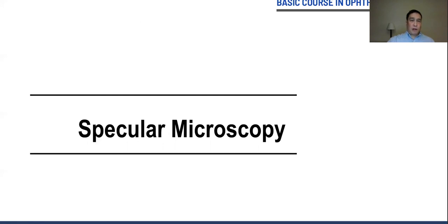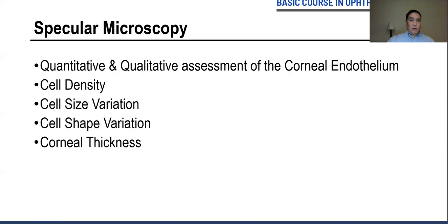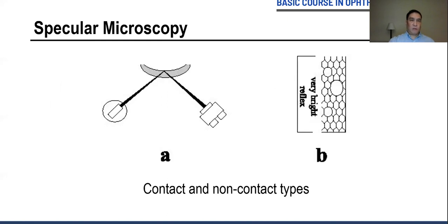Let's talk about specular microscopy. Specular microscopy is the quantitative and qualitative assessment of the corneal endothelium. It measures cell density, cell size variation, cell shape variation, and corneal thickness as well, like we just talked about. There are both contact and non-contact types of specular microscopy.